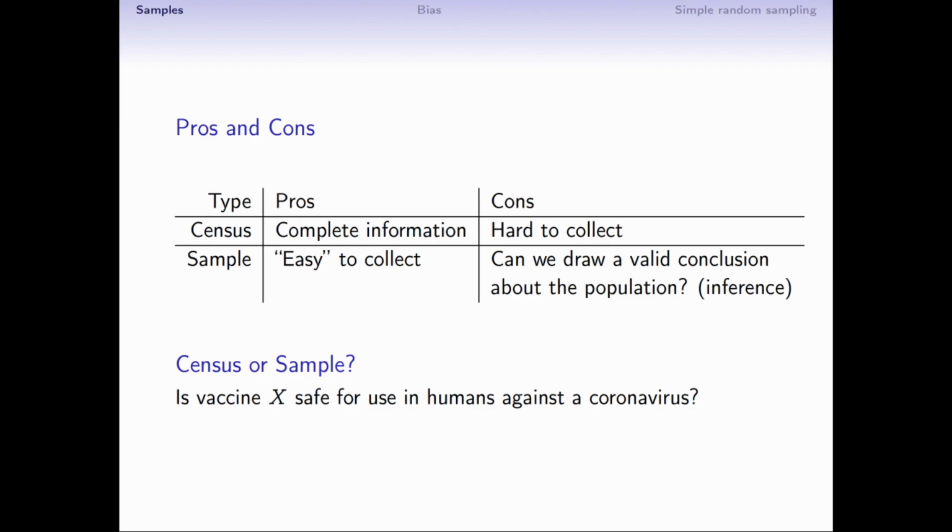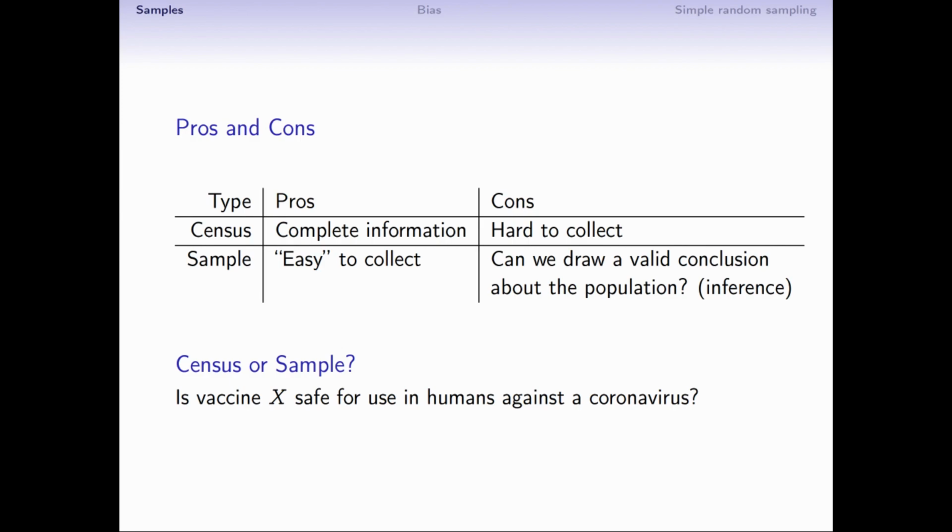Now, before we leave this little subsection here, let me just pose a question to you. Would we rather work with a census or a sample in the following scenario? Is vaccine X safe for use in humans against a coronavirus? Now, I will argue that it would be much better to collect a group of volunteers that in some sense represent the entire population, at least within ethical bounds, and test this vaccine on that sample. And if it seems to work on the sample, we would make a valid inference and say it looks like it would work safely within the population as a whole.